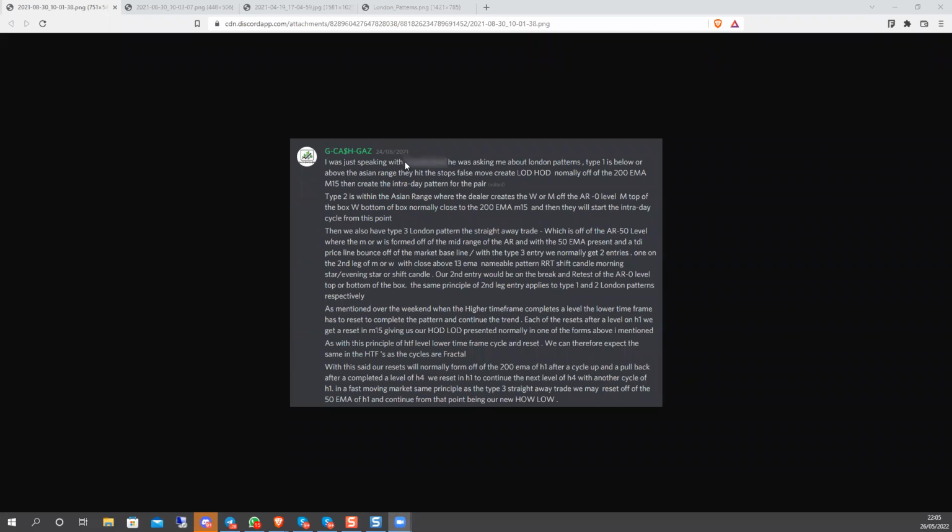So this was an explanation I wrote about a year ago. I was just speaking, he was asking me about the London patterns. Type 1 is below or above the Asian range, hit the stops, false move to create lower the day, higher the day, normally off the 200 EMA, M15, then create an intraday pattern for the pair. Type 2 is within the Asian range, where the dealer creates a WRM off the AR0, M top of the box, W bottom of the box, normally close to the 200 EMA, M15, and then they will start the intraday pattern cycle from this point.